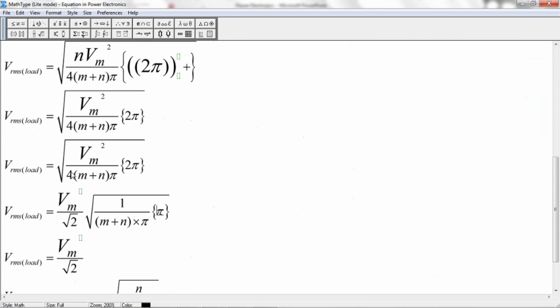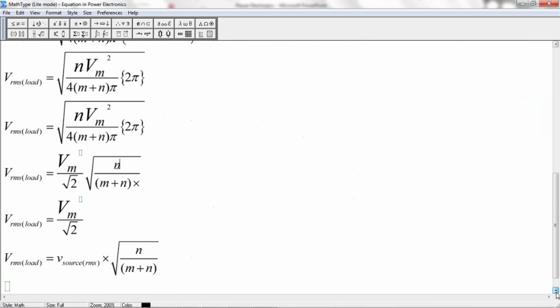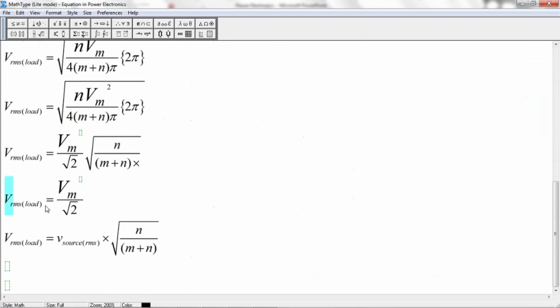Vm we have kept outside. This only 2, these 2 cancel with this 2, so 2 is remaining. That 2 I will keep outside. So this pi and pi cancel each other. So n is there here, n is there here, n is there. So what is the answer? So the answer is only this, Vm by root 2. Okay, so the answer is Vm by root 2 and this part.